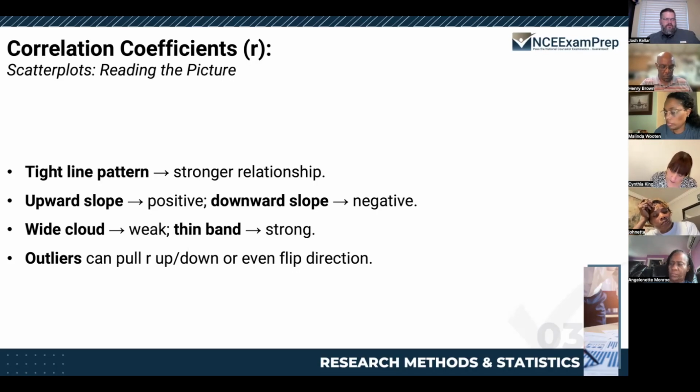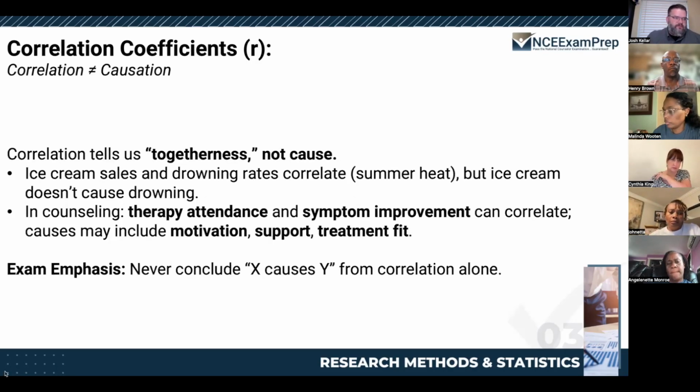Can you think like thin band positive or no? No, thin band equals strong, because if the thin band is moving in a downward slope, then that's going to be negative. And strong should be plus or minus 0.5. Strong will be plus or minus 0.5.